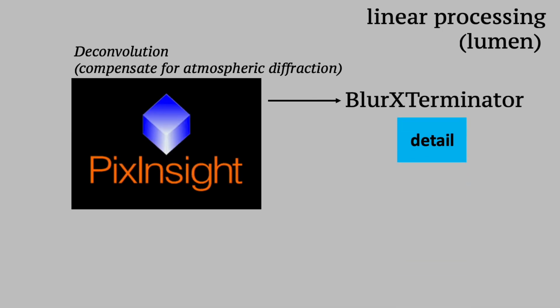In PixInsight, this is BlurXTerminator, which is a third-party tool by RC Astro, Russell Croman, and does a great job of bringing out detail in our object. It also makes the stars a little bit smaller and doesn't leave artifacts, which is great. So this is a wonderful tool, and compensates for all the atmospheric problems that we have when light comes through the atmosphere.